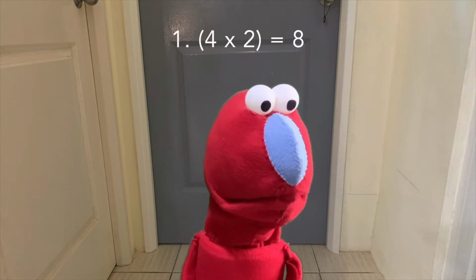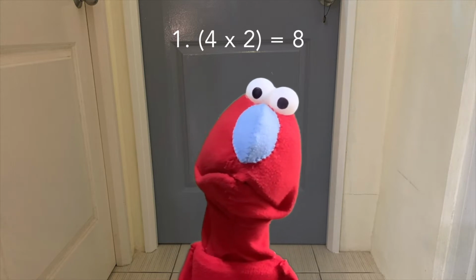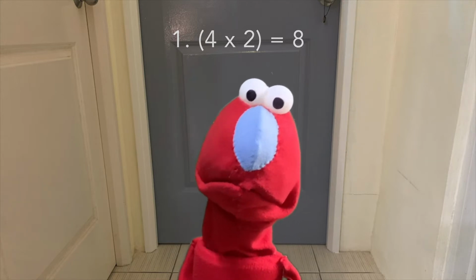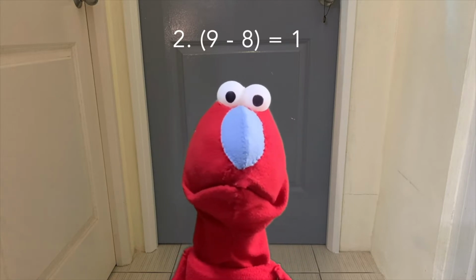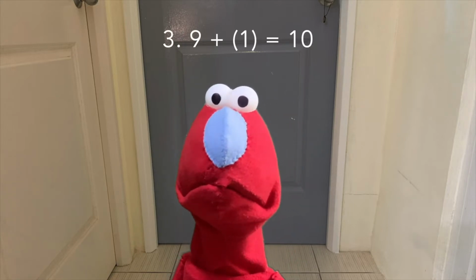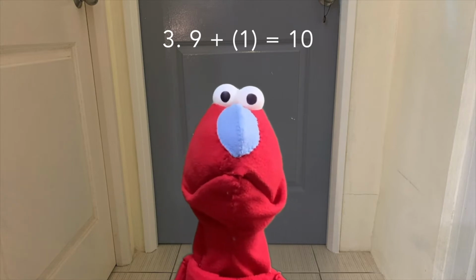So first, I multiply 4 and 2 in the parentheses, which would be 8. Then I subtract 8 from 9 inside the parentheses, which would be 1. Then lastly, I add 9 and 1, which is 10.